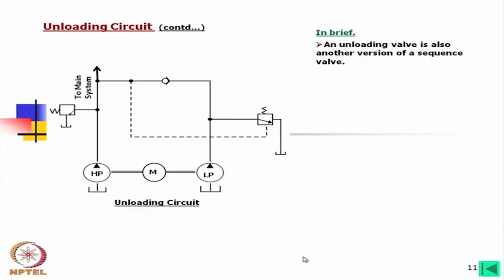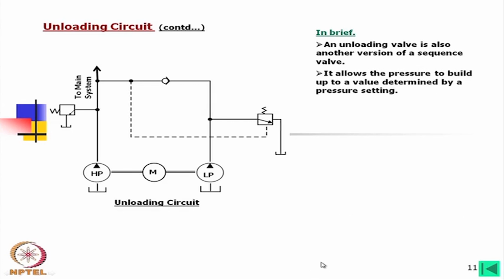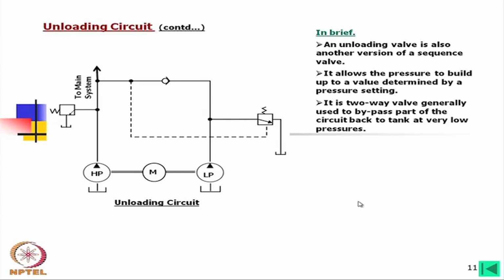In brief, we can say that an unloading valve is another version of the sequence valve we studied earlier. It allows the pressure to build up to a value determined by a pressure setting. It is a two-way valve generally used to bypass part of the circuit back to tank at very low pressure.